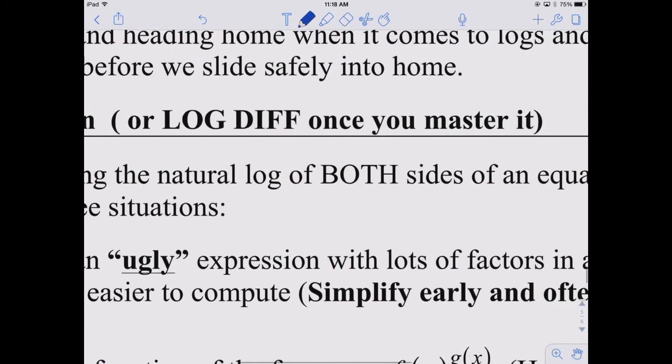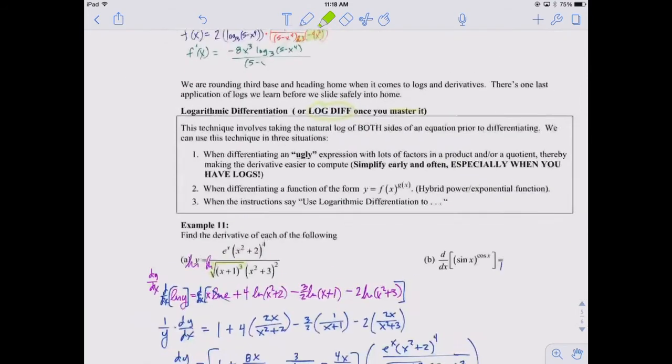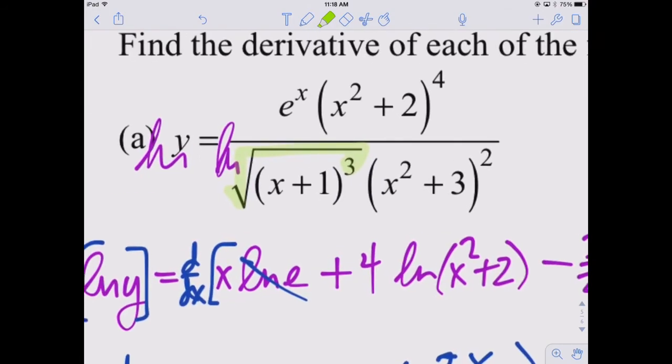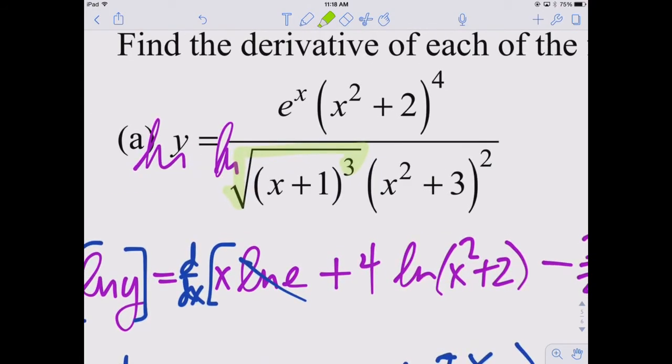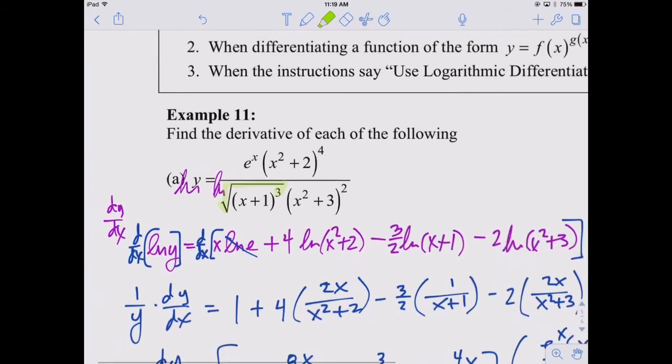So once you practice enough that you've mastered it, then welcome to the log diff club. We're just going to call it log diff. But you don't get the patch until you've mastered it. Don't say you've mastered it and call it log diff because we'll know. Log diff. What is log diff then? Log diff is simply the process of taking the natural log of both sides to help you take the derivative of something that is characteristically ugly. All right, so you can use the properties of logs to turn, again, factors into terms or exponents into constant multiples.